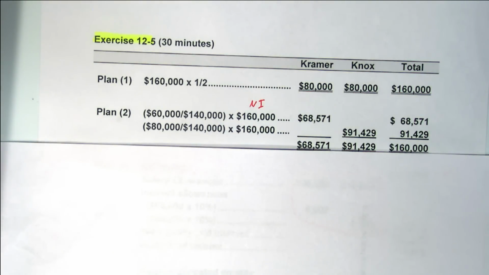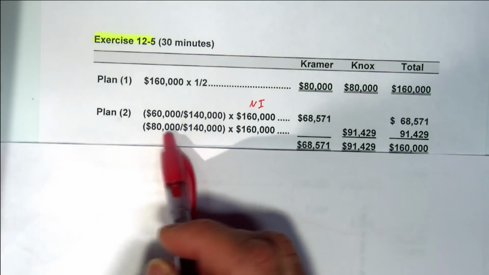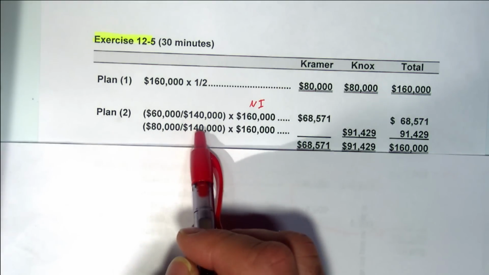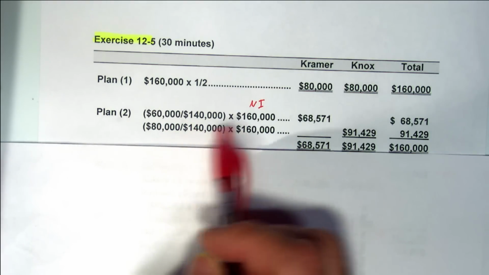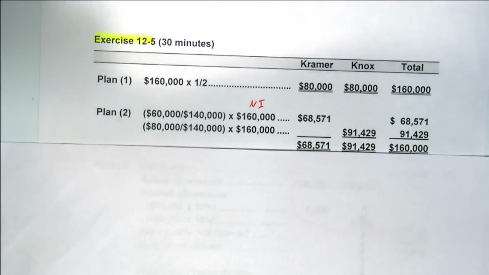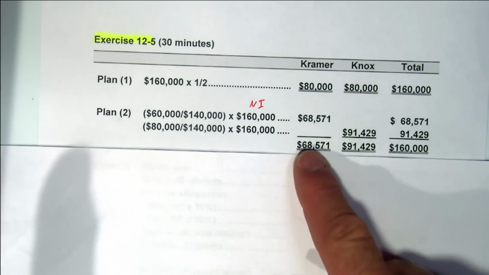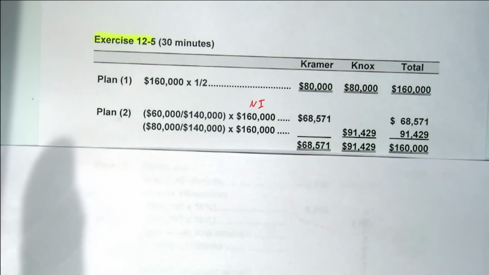Okay? Then you do the same thing for Knox. They had 80,000 capital. You divide it by the 140,000, take it times the net income, and you get 91,429. Again, you can round, but you want to make sure that those numbers add up to 160,000 or your journal entry is not going to balance when you book it. Correct? On mine, instead of using the full decimal, I used the very first decimal, so I was like $150 off, but it's still equal.